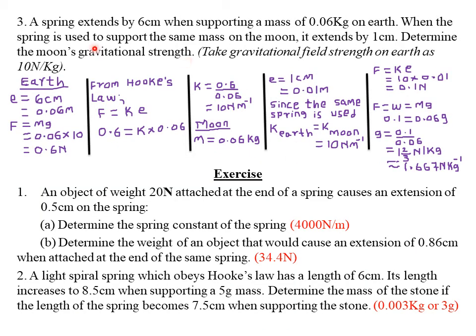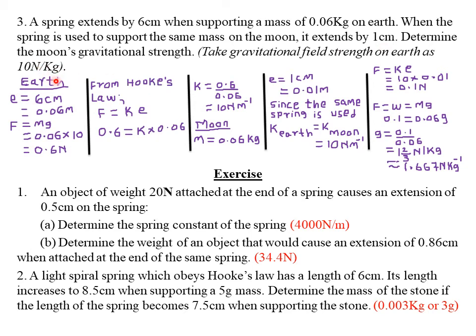Next, we look at our third example, which reads that a spring extends by 6 centimeter when supporting a mass of 0.06 kg on Earth. When the spring is used to support the same mass on the moon, it extends by 1 centimeter. So you are required to determine the moon's gravitational strength. You are told to take the gravitational field strength on Earth as 10 Newton per kilogram.